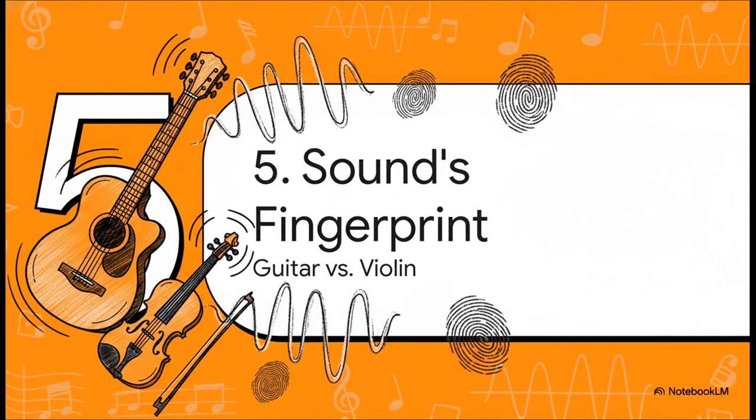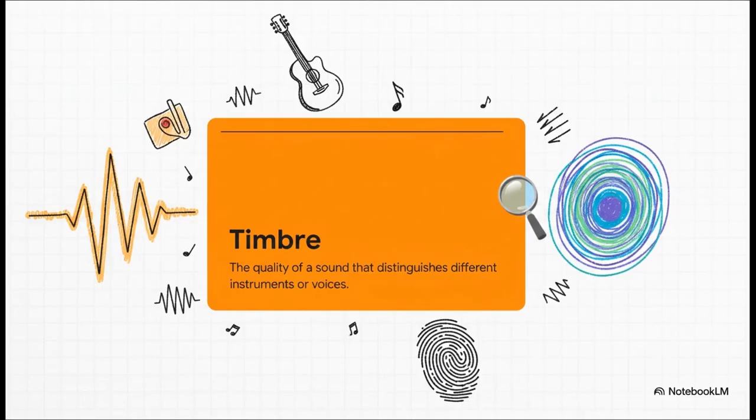We can now use everything we just learned to answer one of the most basic questions in music. Why does a guitar playing a middle C sound completely different from a violin playing that exact same note? Well, the scientific word for this fingerprint is timbre, and it's pronounced timbre, kind of weird, I know. Timbre is simply the quality of a sound. It's the richness, the color. It's the reason you can tell your best friend's voice apart from a stranger's, even if they're saying the exact same word at the exact same pitch.